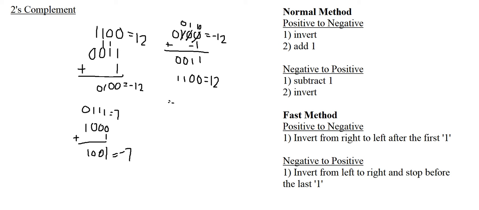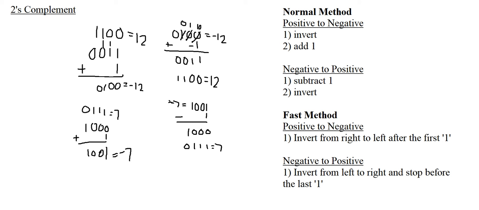And now going back from negative 7, 1, 0, 0, 1. We're going to do the same exact thing as for the 12. So subtract 1, and then drop down everything else, and then invert. So that 1 becomes a 0, and all the zeros become 1s. And now we're back at 7.